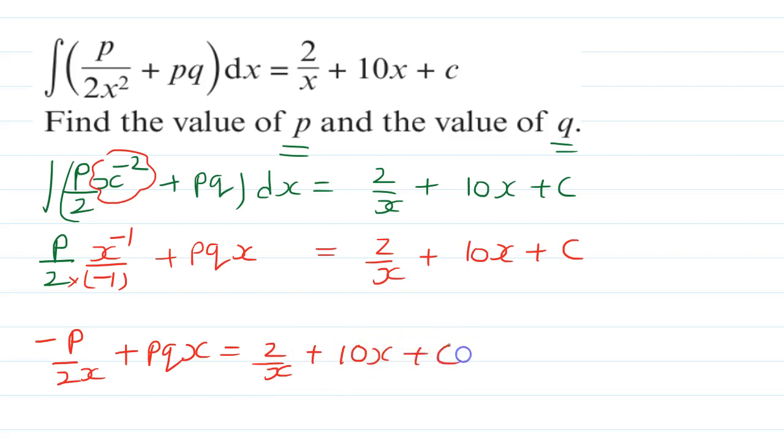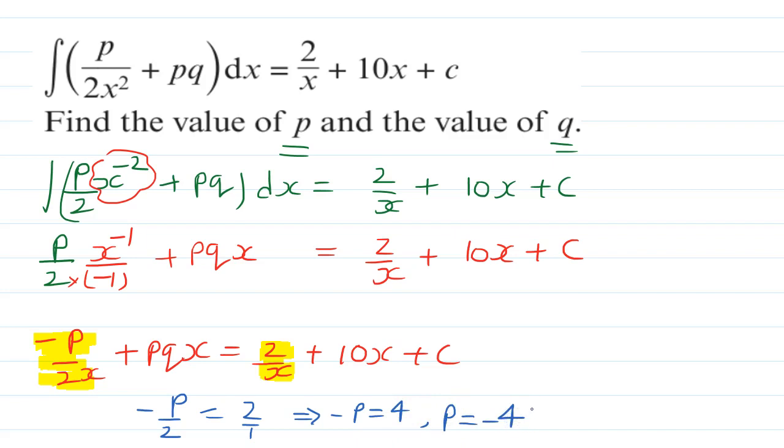Now we are going to compare the coefficients. So here it is 1/x. You can see this part where x is in the denominator, and here x is also in the denominator. So we are going to equate. With 1/x here it is -p/2, and with 1/x here it is 2. So if you cross multiply, we get -p = 4, and that is p = -4.